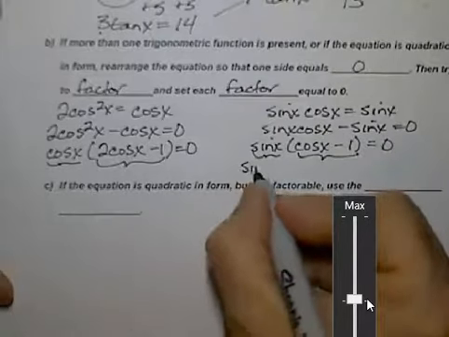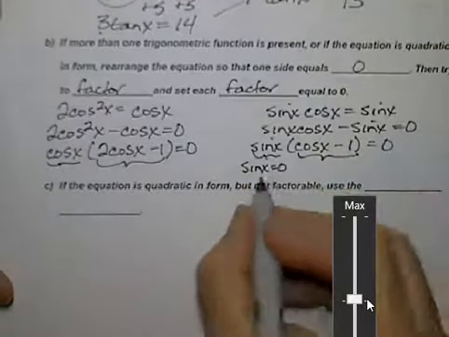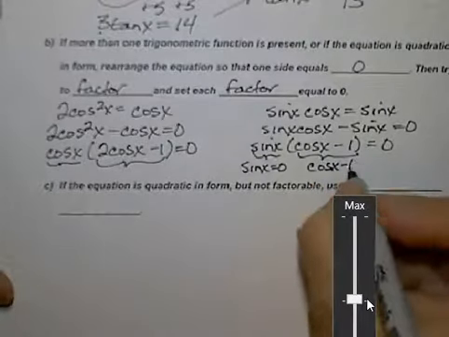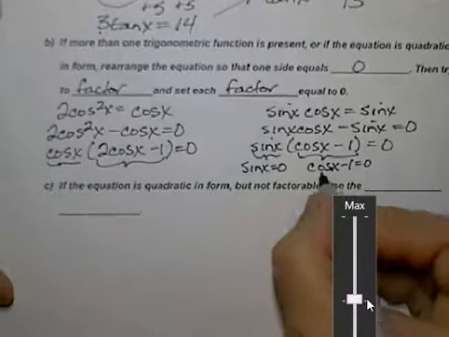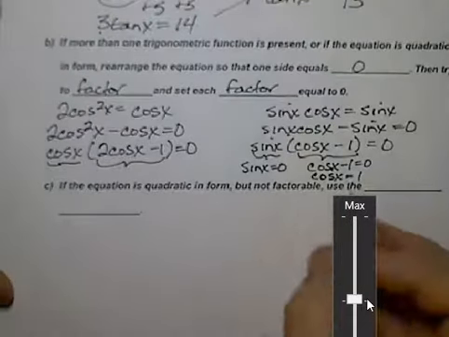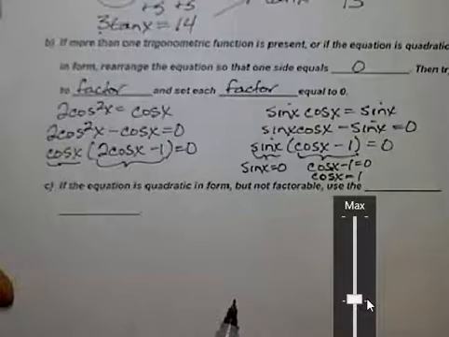So in this one we would have sine of x is equal to 0. We could go on and solve from there. For this one we would have cosine of x minus 1 equals 0. We would want to solve this for cosine of x. And then we would go from there with each one of those two.